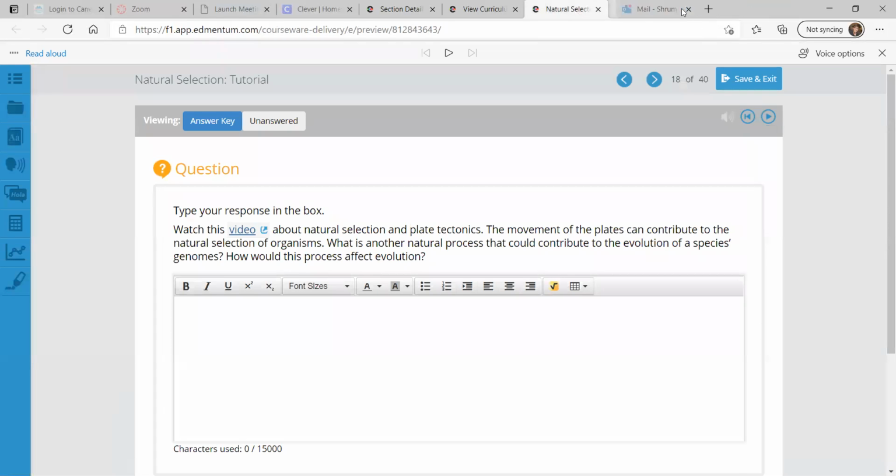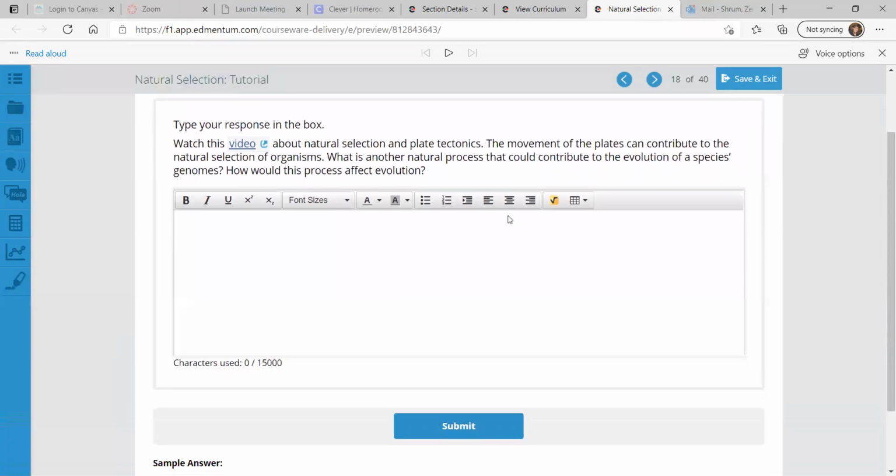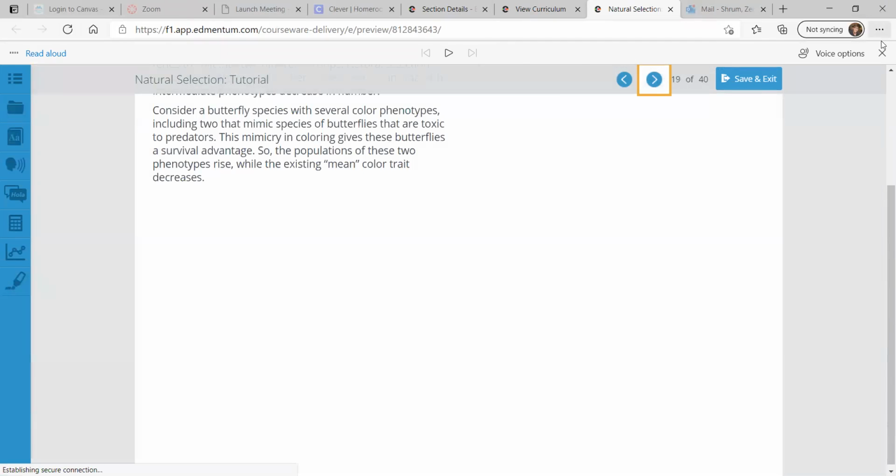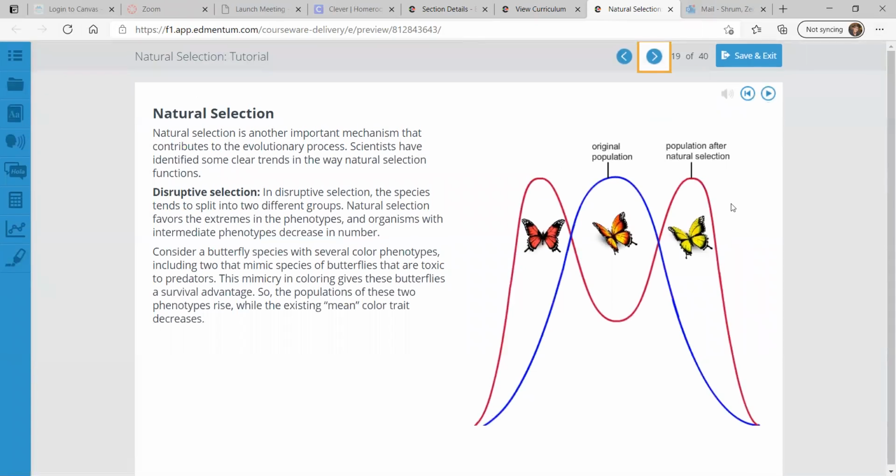Okay. So that is one example of natural events affecting the development of genetic variation and natural selection. Natural selection is another important mechanism that contributes to the evolutionary process.